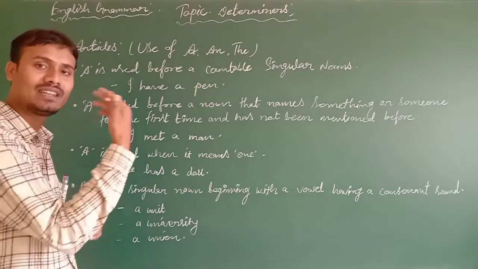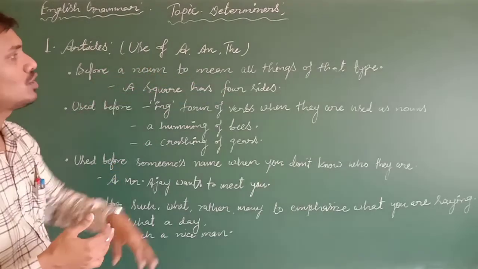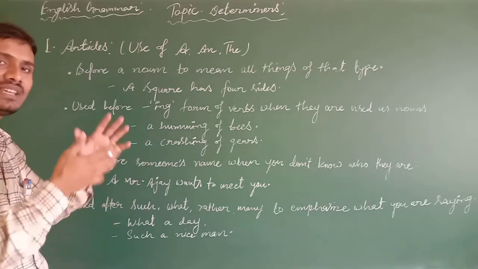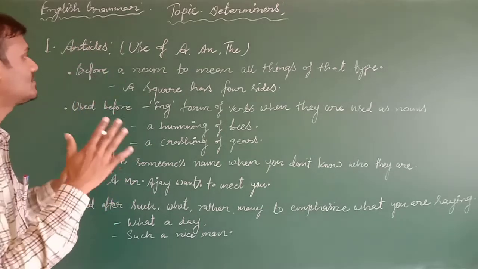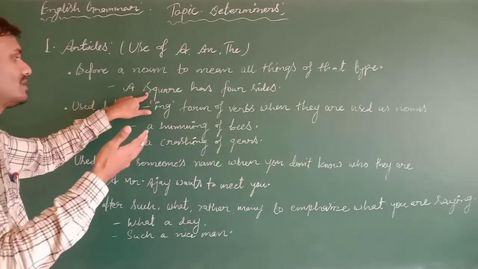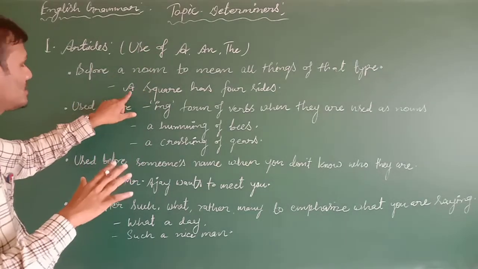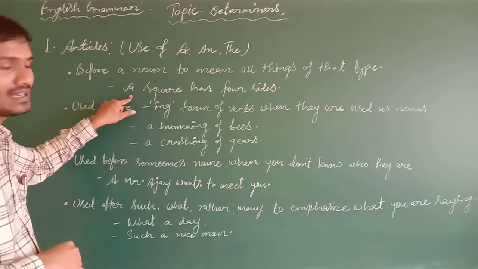Now let's move ahead to the next rule of using a. Before a noun to mean all things of that type. If something is of the same or similar type of things, for that, like, a square has 4 sides. So a square, like things, the same group of things, the same kind of things. So in this sense we are also using article a.